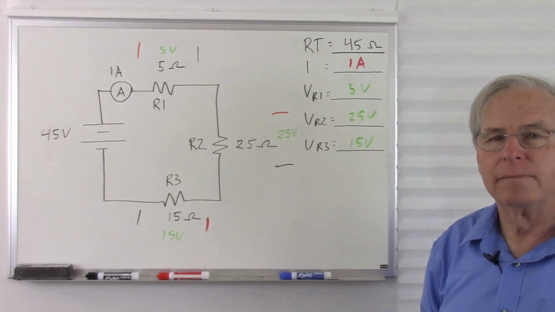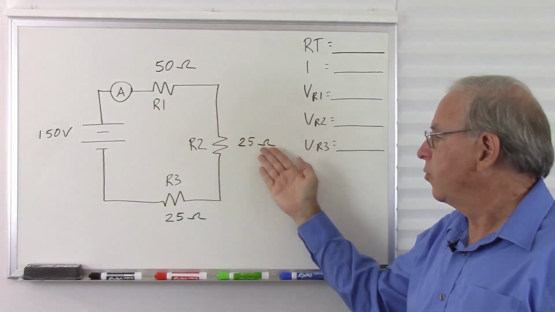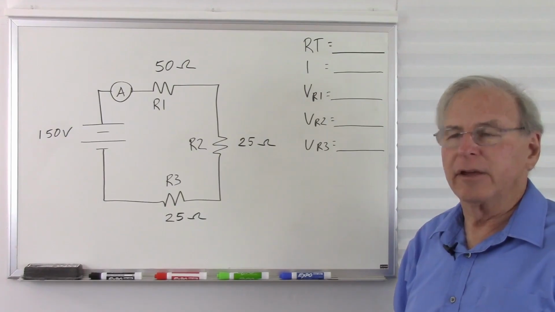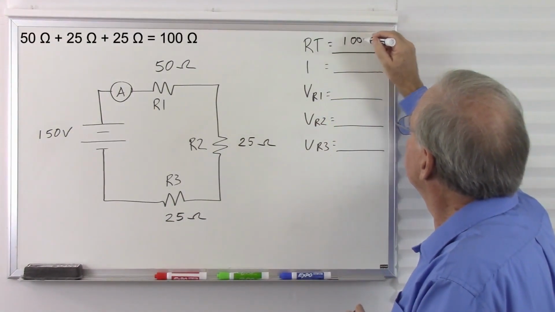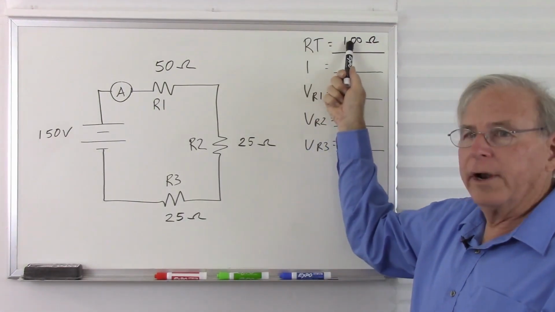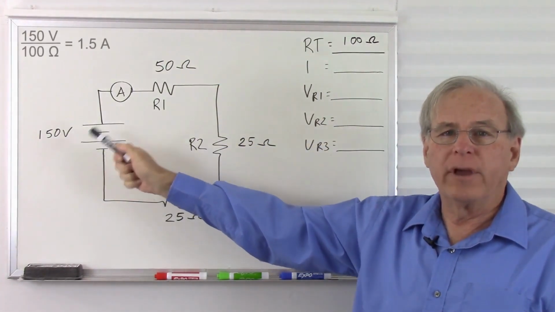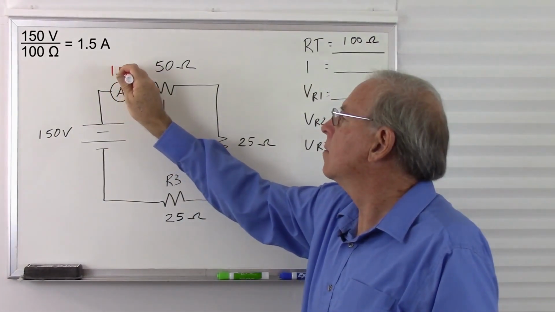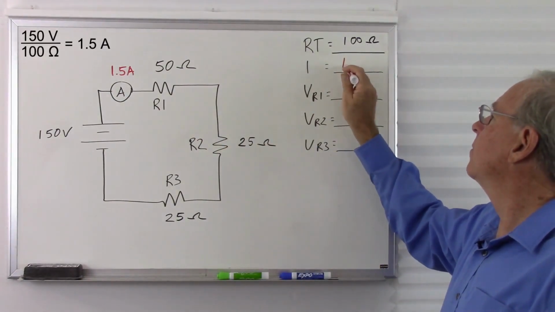Let's go on to the next problem. Now we have 150 volts, 50 ohms, 25 ohms, and 25 ohms. What is the total resistance? It is 100 ohms. So what is our total current? We take 100 ohms, divide it into 150 volts, and we get 1.5 amps. And we'll put that over here.